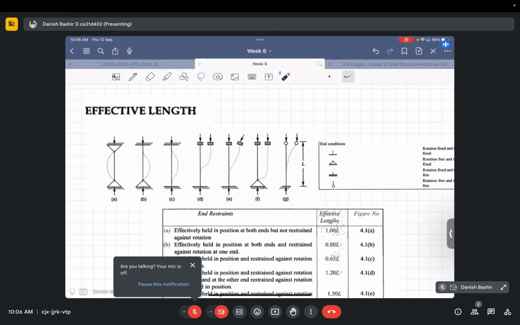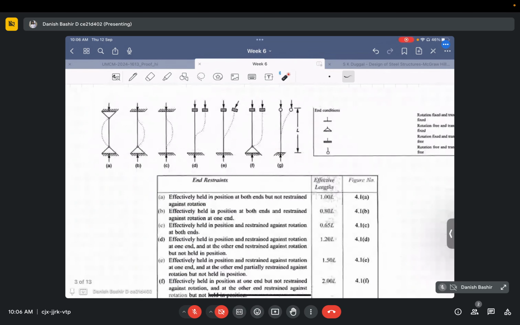There can be another, it can be fixed from this side, but restrained in rotation from another side, but not in displacement. So it can displace, but not rotate. Another, it can be fixed from this side and the same condition, it can rotate also here. It can have pin from this side and the same condition from above as the previous. Or it can be fixed from the bottom side and free from the top side, so that it can have more displacement as well as rotation at the top end.